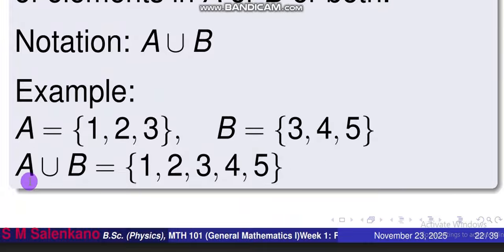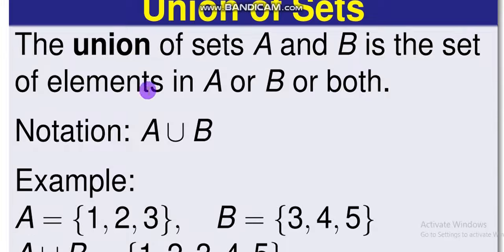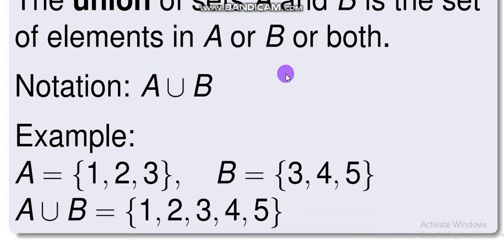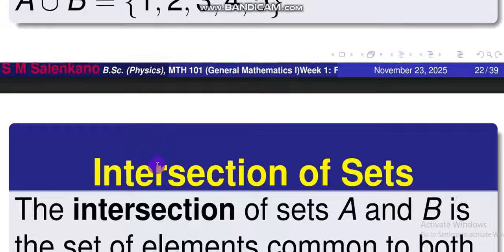So going back to the definition, you can see that the definition says that the union of A and B is the set of elements that are in A or B or both. The elements that are in A, you can see 1, 2 are all in A. The elements that are in B, 4, 5 are in B. You don't find them in A. And the element that is in both of them is 3. So you combine all of them together. That is called union of sets.